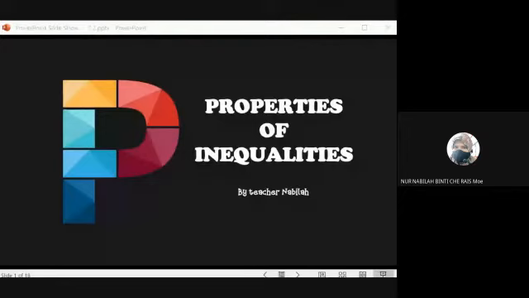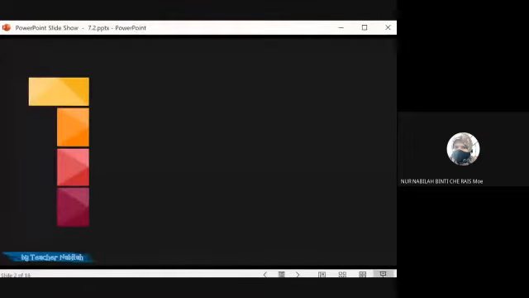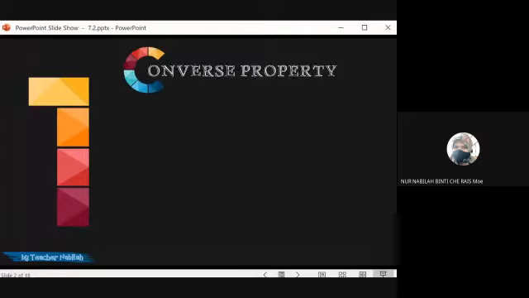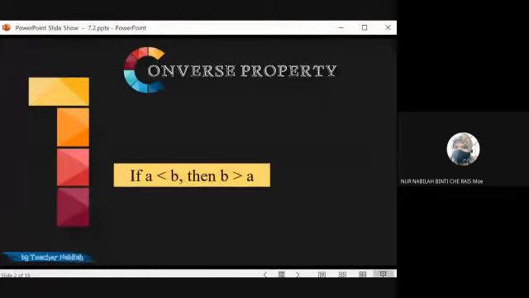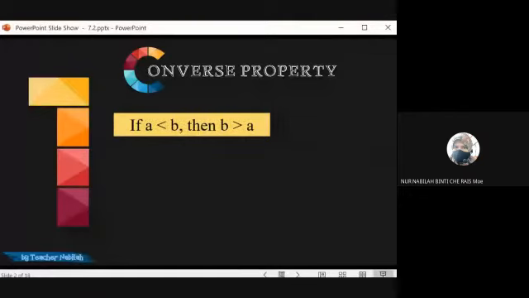So for today, we are going to learn about properties of inequalities. What are the properties of inequalities? The first one is what we call the converse property. What is the converse property? If A is less than B, then B is more than A.